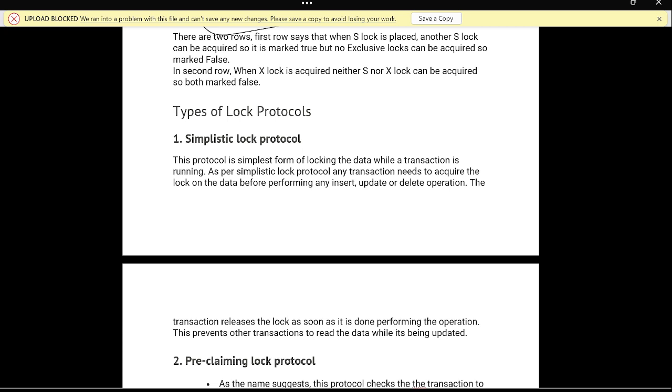As per the simplest lock protocol, any transaction needs to obtain the lock on the data before performing any insert, update or delete operation. The transaction releases the lock as soon as it is done performing the operation. This prevents other transactions from reading the data while it's being updated. So the thing is, if one lock is in action, no other lock is applicable to that particular database.